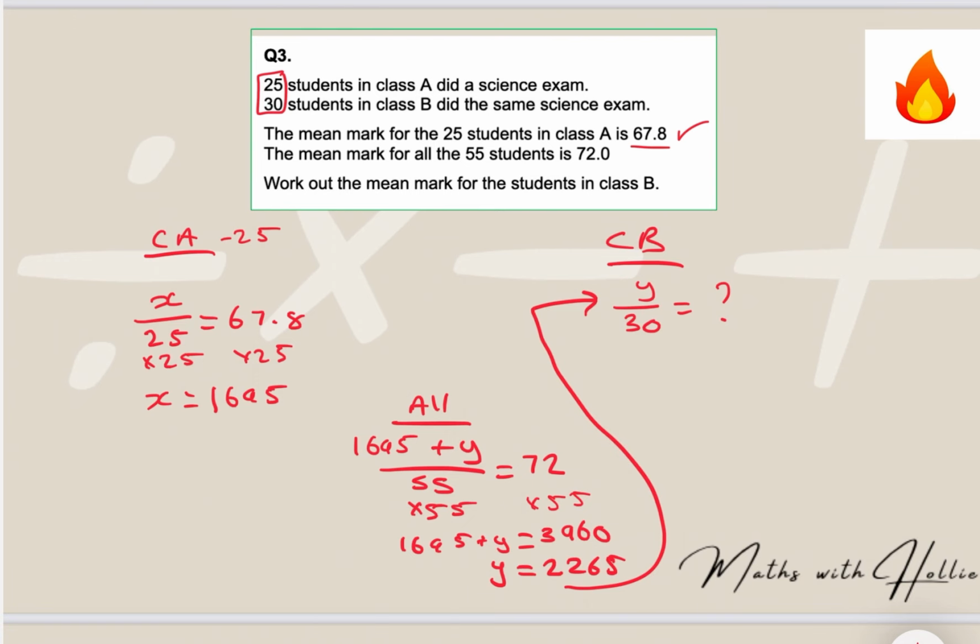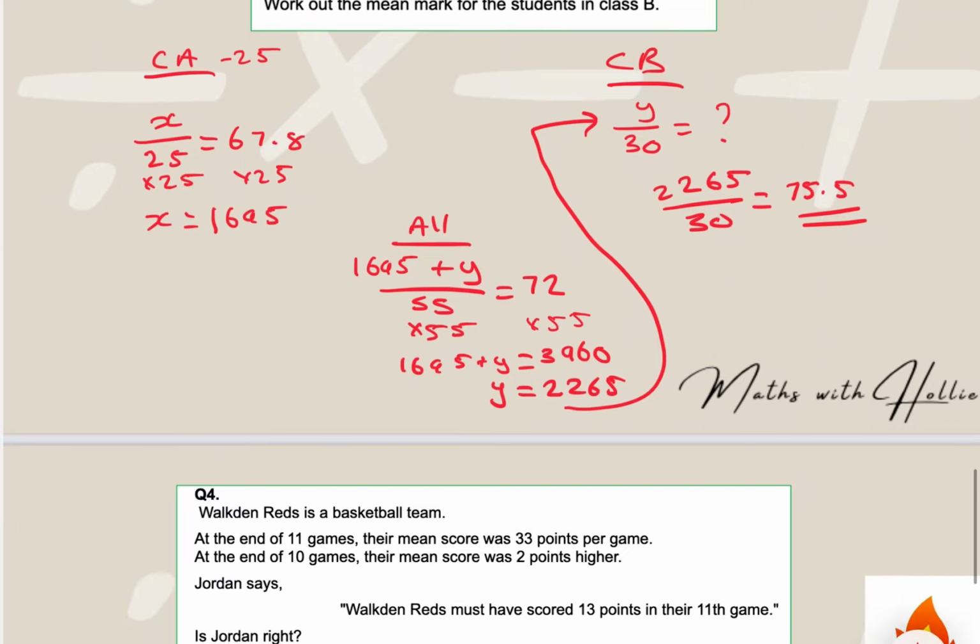So class B, their grades add up to 2,265. There's 30 of them. So that means in this question that they have a mean of 75.5. So it's higher than class A. Yeah, so that's how we would do a question like that.